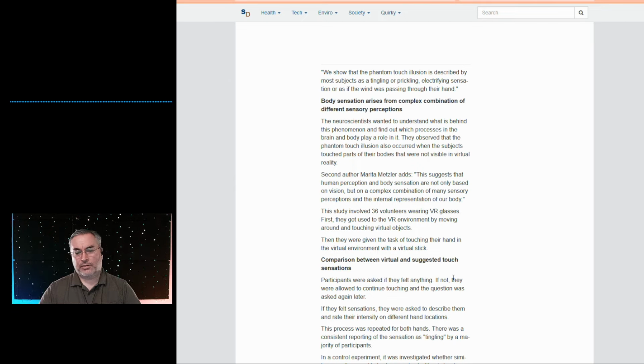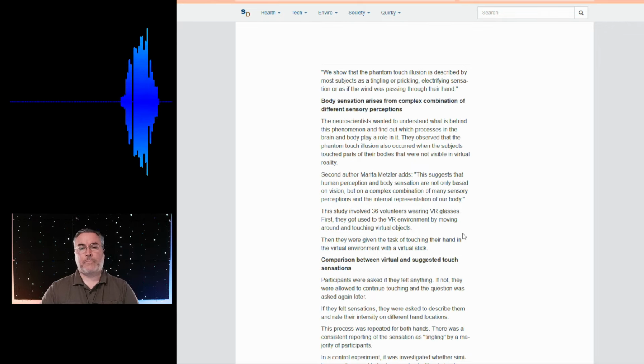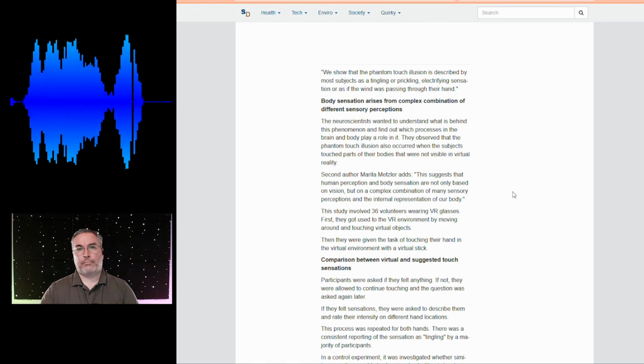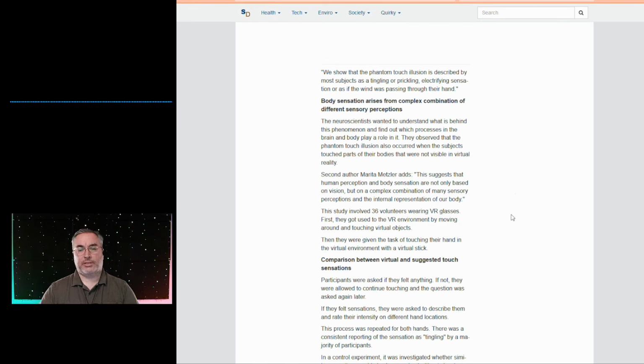They have another section called comparisons between virtual and suggested touch sensations. I would think that people have to have that vivid imagination and believe that they are being stimulated because they have embraced the virtual environment, and it's not just a disconnected space where you're just in this virtual space. They're experiencing it rather than just seeing it. Correct. Yep, that's exactly it.